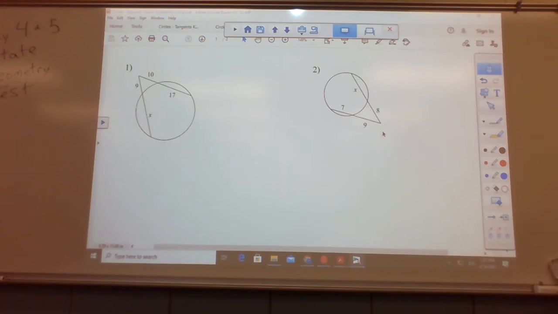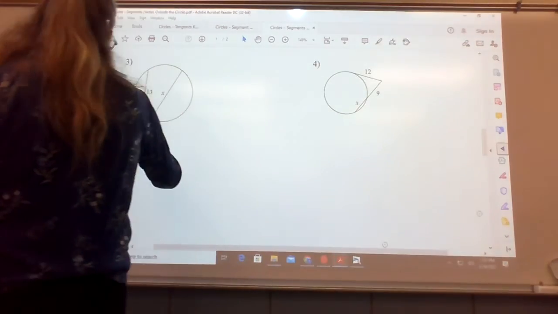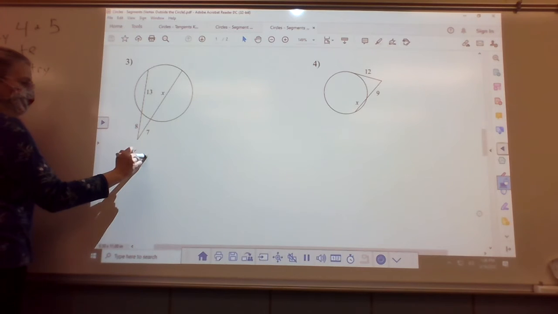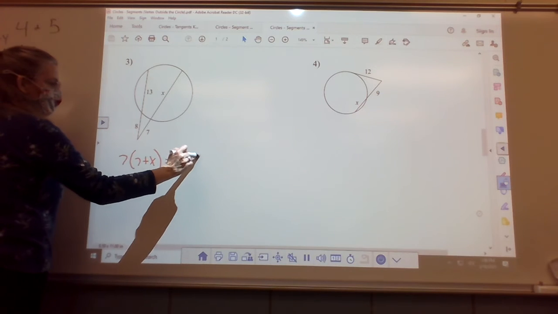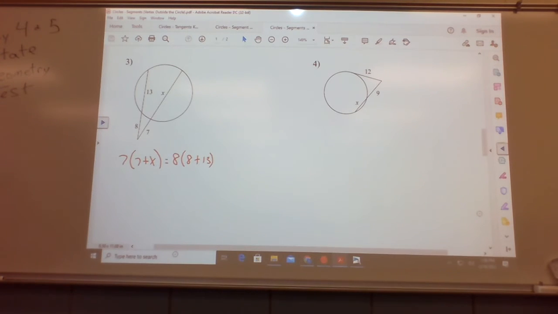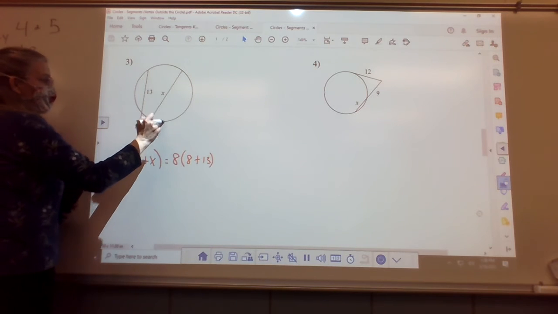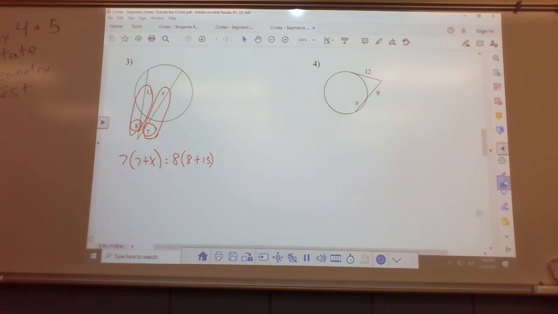Number 3. Set up just the same. Outside. Outside plus inside. So it's a different setup than the ones we did a little bit ago. Remember the ones we did a little bit ago, they kind of crossed, and we did the 2 pieces, 2 pieces. This one, you do this one, and then both of them. So make sure you don't get them crossed in there.